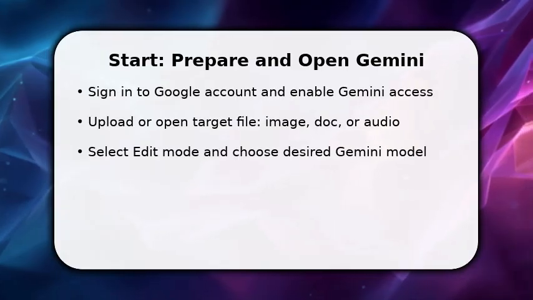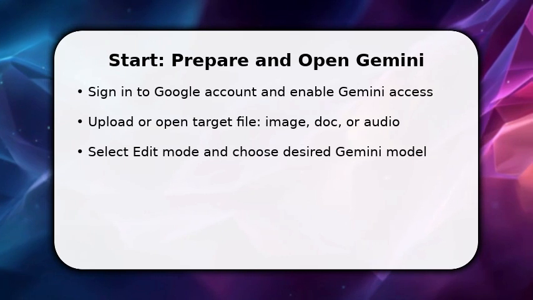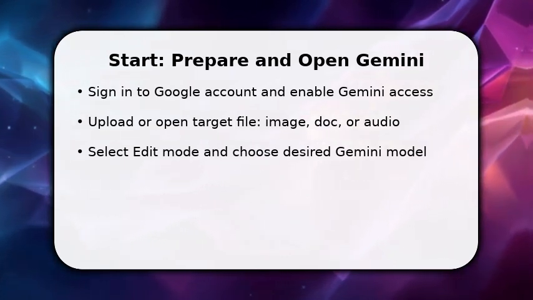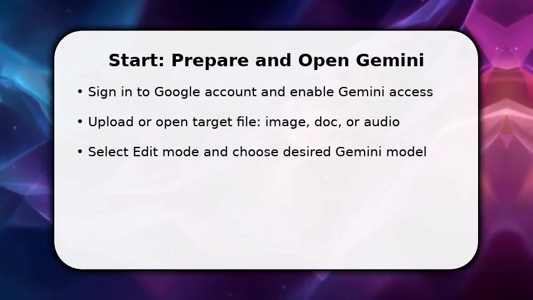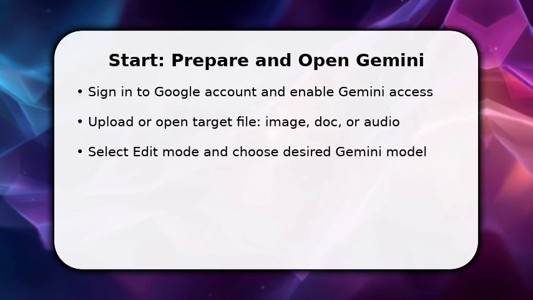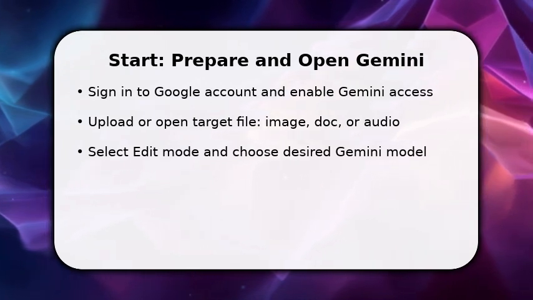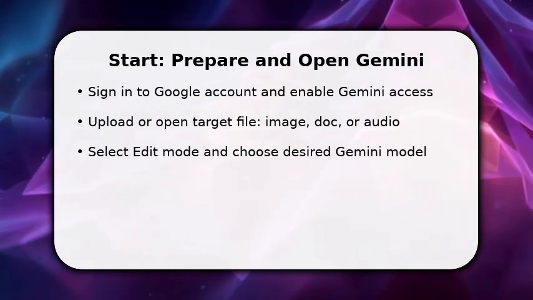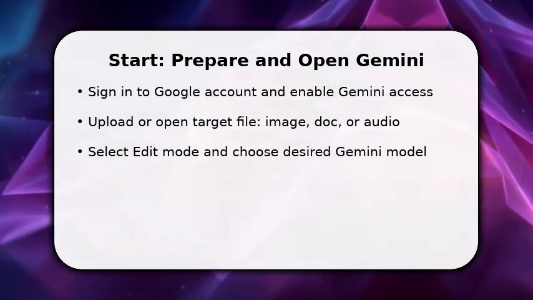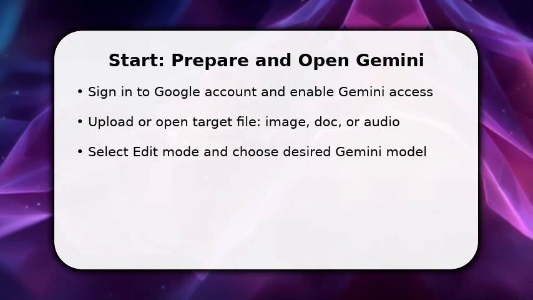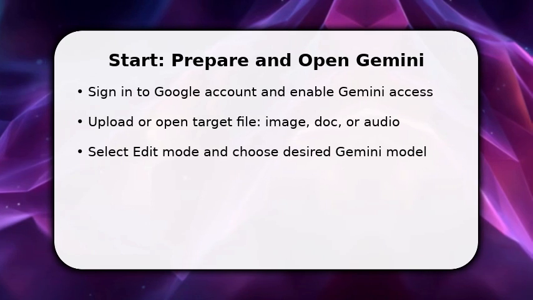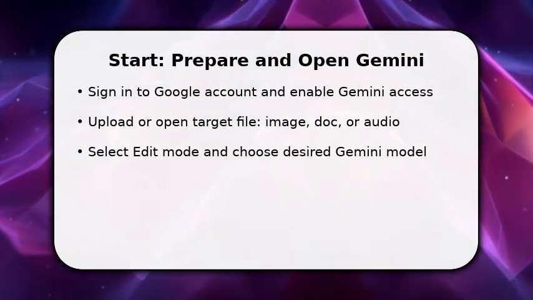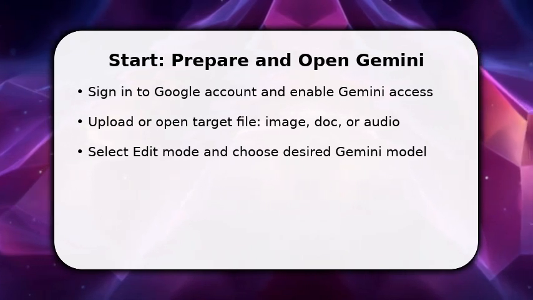You begin by signing into the Google account that has Gemini enabled. This gives the model access to your files and preferences. Once done, upload or open the file you want to edit, image, document, or audio, because Gemini tailors suggestions to the input type. Make sure to switch into edit mode and pick the right Gemini model. Different models optimize for tone, brevity, or creative rewrite. This initial setup speeds the rest of the workflow and avoids context mismatch later on.